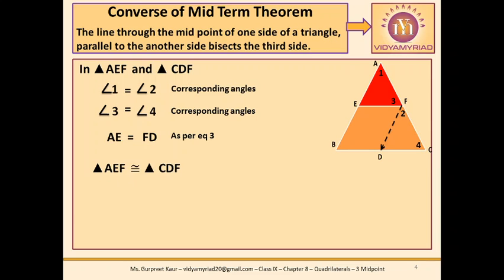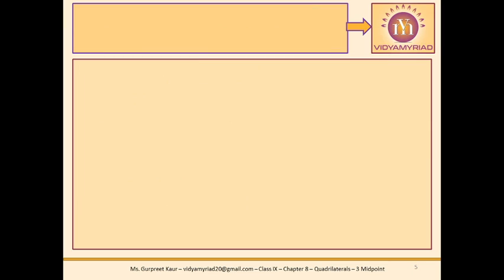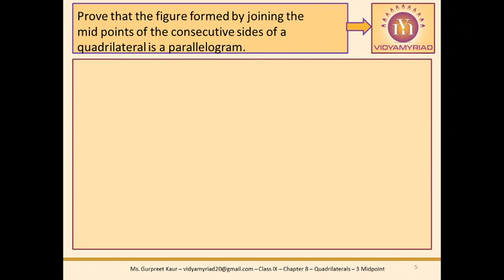And when the triangles are congruent, we can say that AF is equal to FC by CPCT, which we have to prove, that F is the midpoint. Thus F becomes the midpoint of that.